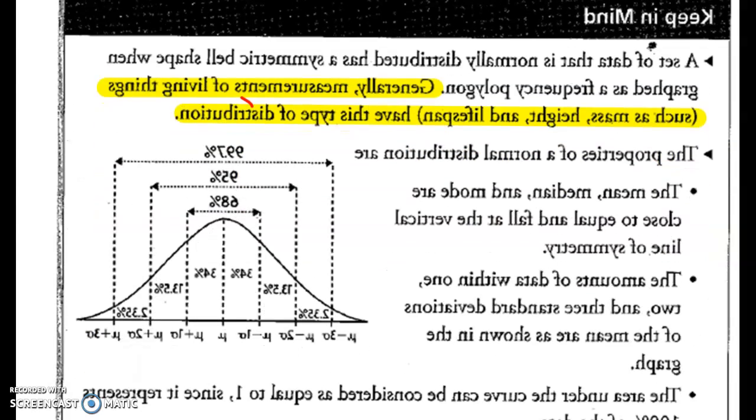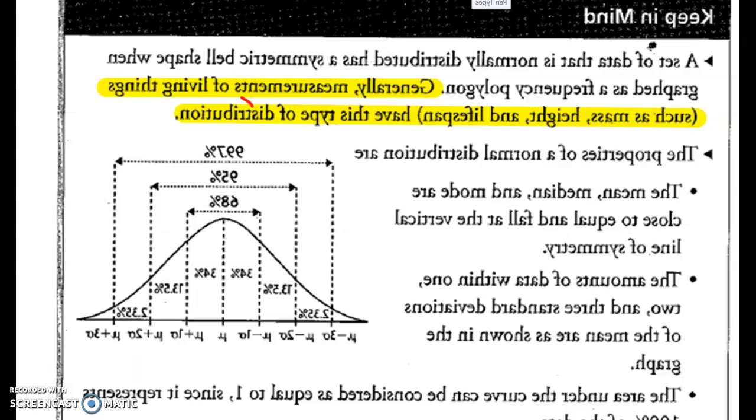Generally, measurements of living things such as mass, height, and lifespan have this type of distribution. The properties of a normal distribution: mean, median, and mode are close to equal, and they fall at the vertical line of symmetry.